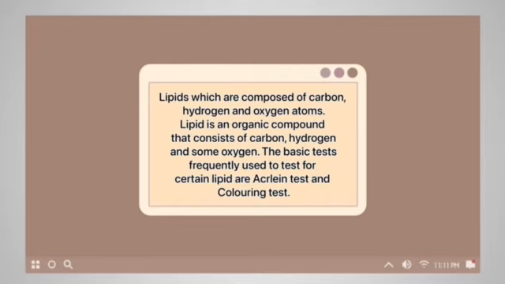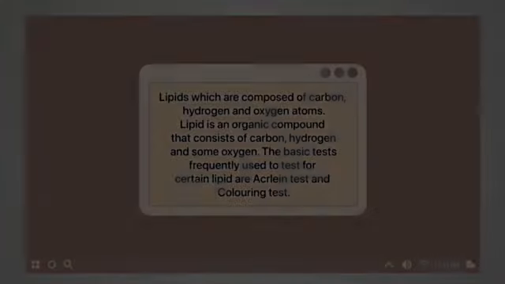Lipids are composed of carbon, hydrogen, and oxygen atoms. A lipid is an organic compound that consists of carbon, hydrogen, and some oxygen. The basic tests frequently used to test for certain lipids are the acrolein test and the coloring test.